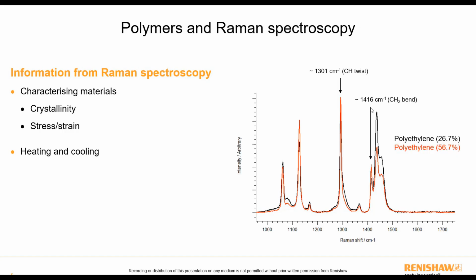Here you can see that the polyethylene sample in black has much lower crystallinity compared to the one in red. We can also, as an example, show you the changing crystallinity we can monitor over time by heating and then cooling a polyethylene sample.